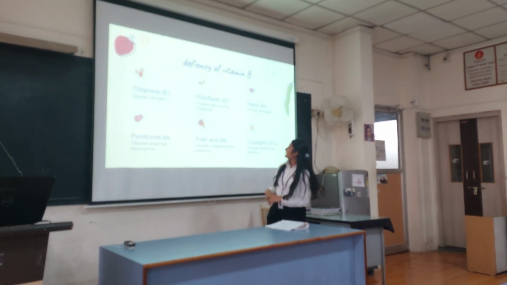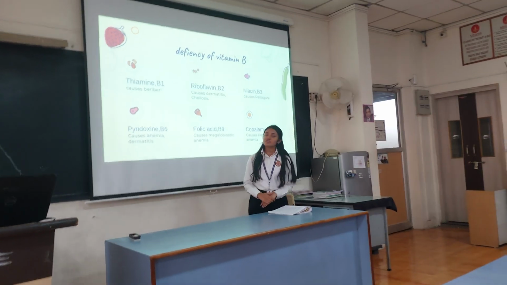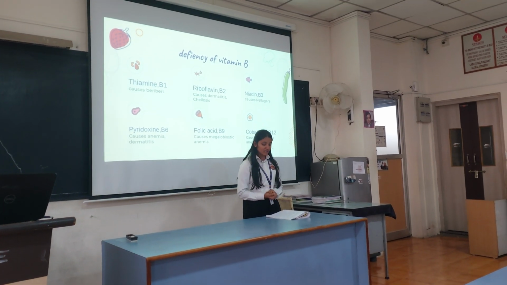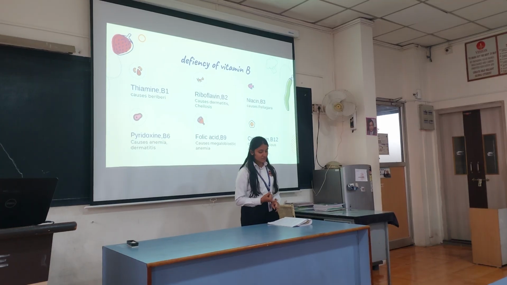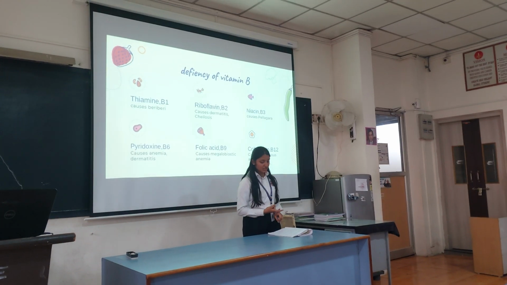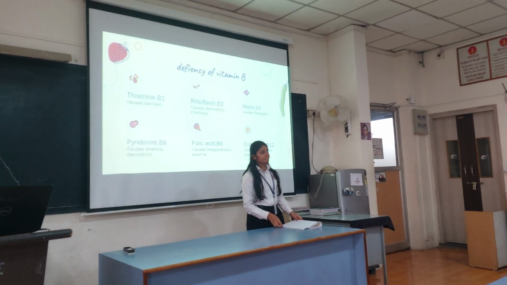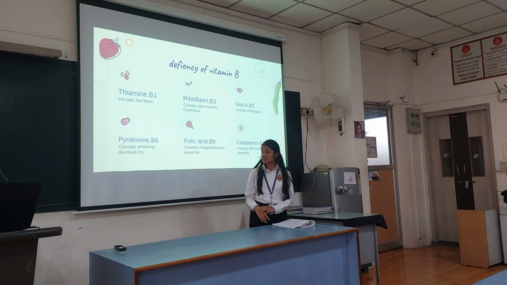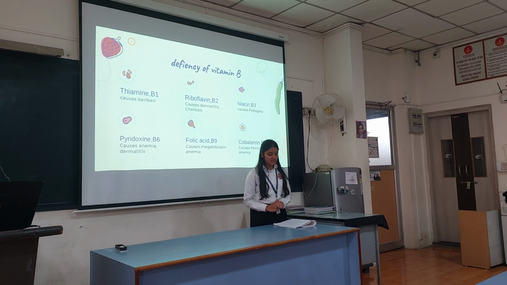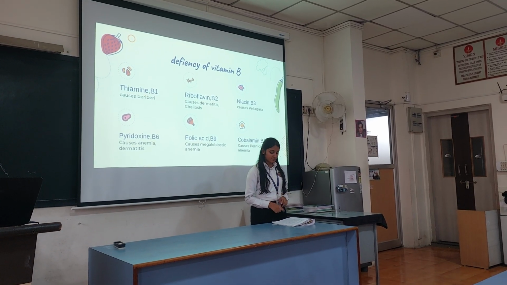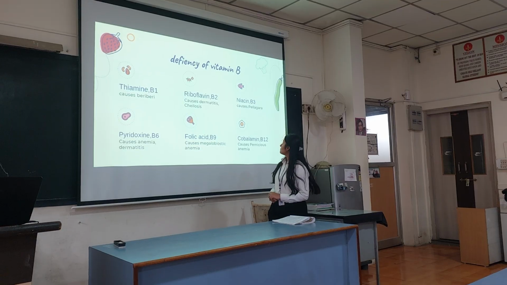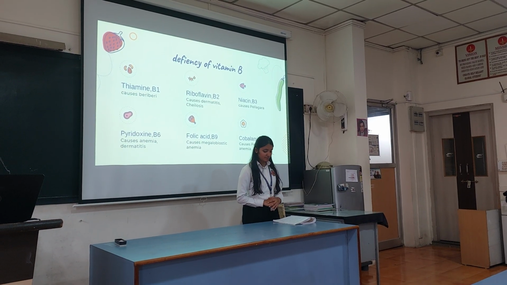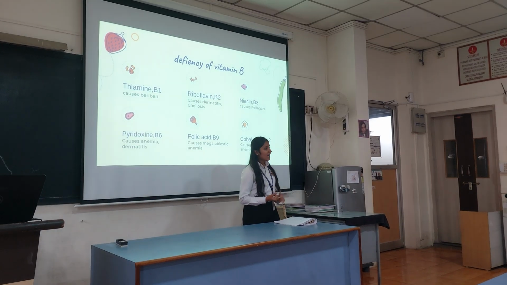Next, riboflavin. Deficiency of B2 causes dermatitis and cheilosis. This leads to inflammation of skin, cracks, itching, and redness. Cheilosis means, I forgot to say that, sorry, pain and dry lips. Next, niacin. Vitamin B3 deficiency causes pellagra. It means rough skin. Pelle means skin, agra means rough.